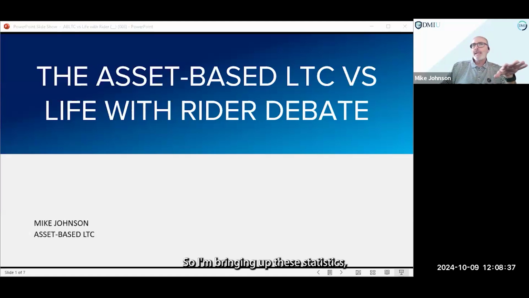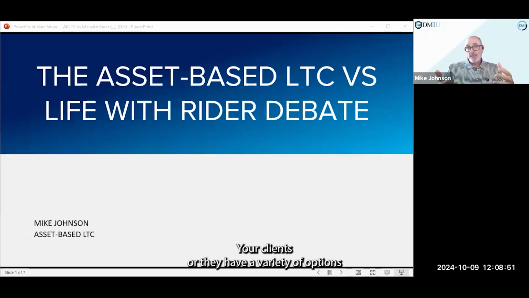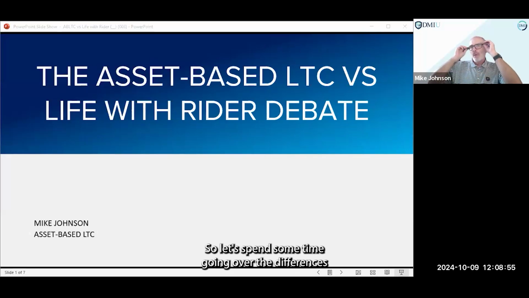So I'm bringing up these statistics to really emphasize that there's never been a greater need to plan for these extended care and long-term care needs, now more than ever. Your clients have a variety of options now to secure that coverage that they need. So let's spend some time going over the differences of which options will suit your client's needs best.